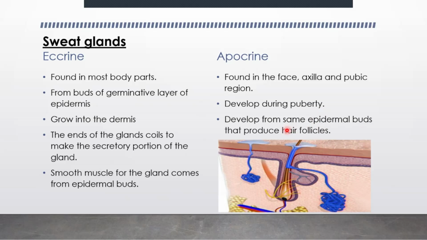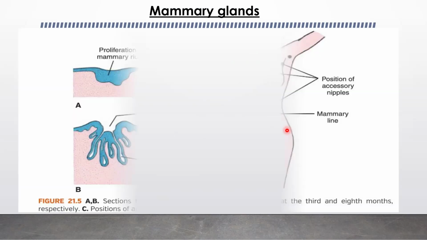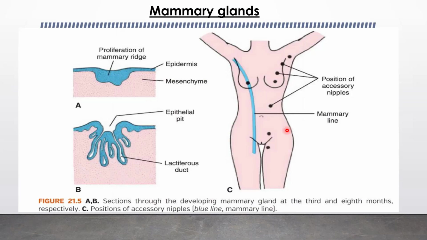So that is it. Then we'll finalize with the last appendage of the skin, which is the mammary gland. So this is just a simple summary of how the mammary gland develops.